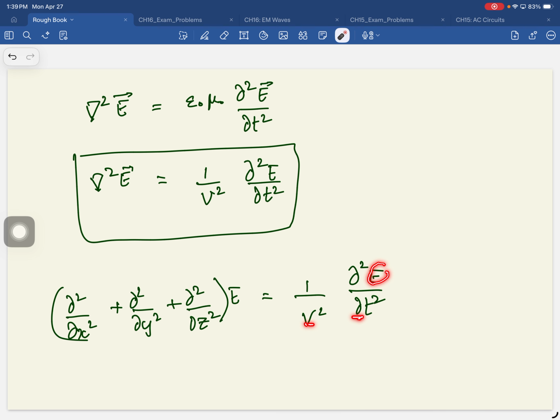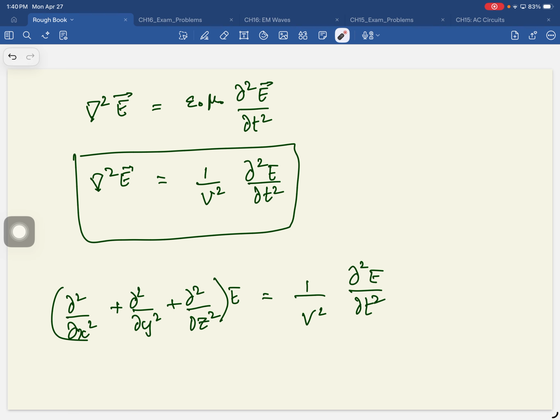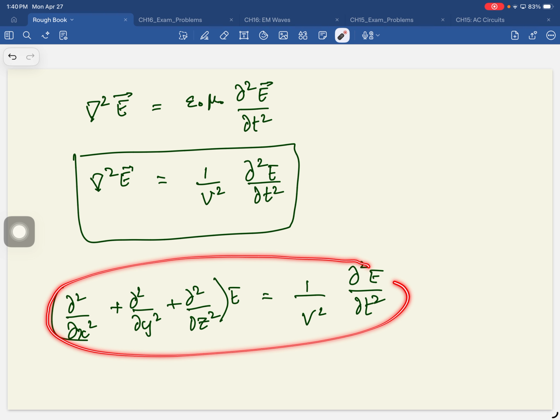All right, and the solution to these is easy to find, and so this is a solution. E x of x and t is equal to E naught, the amplitude, times cosine of kx minus omega t, where omega over k equals v, that v in that equation.